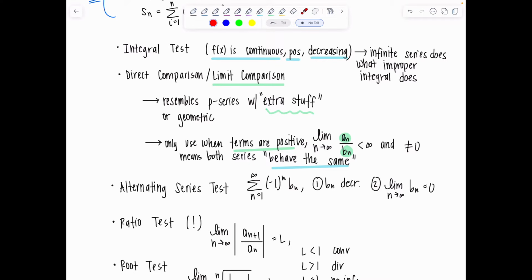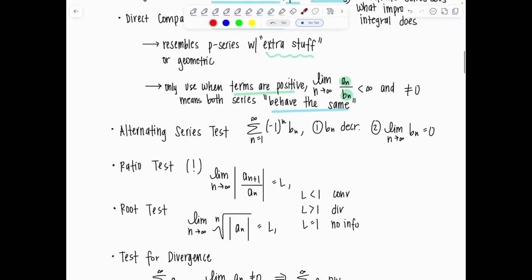Alternating series test, only use it when you have an alternating series. You should see like (-1)^n or (-1)^(n+1), n minus 1. It doesn't matter. This makes it alternating. And then times some b_n. You've got to make sure b_n is decreasing and the limit goes to 0. If it passes, then by AST, the series converges.